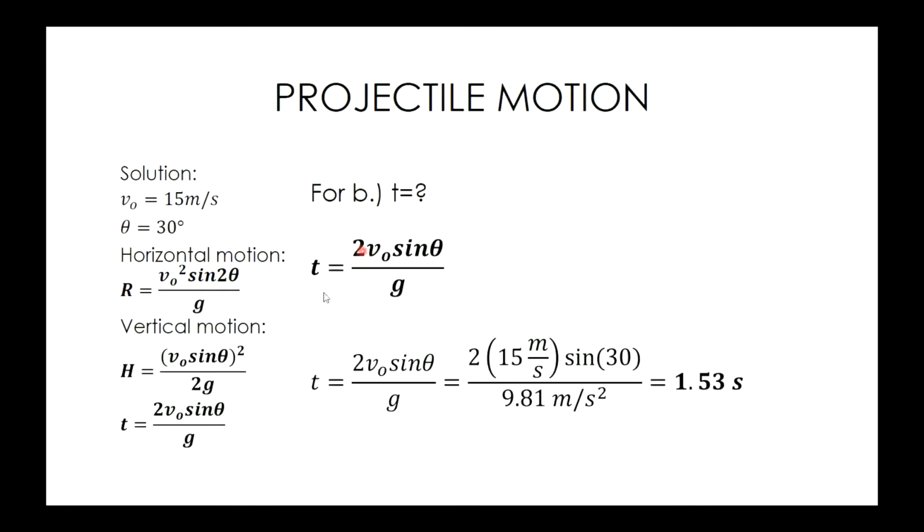So, for the time of flight, again, direct substitution lang tayo. Better na sa ulo natin yung ating formula. So, we have 2 V0 sine theta over g. Direct substitution: 2 times 15 meters per second sine 30 degrees over constant 9.81 meters per second squared. Ang lalabas na sagot as you calculate, 1.53 seconds.